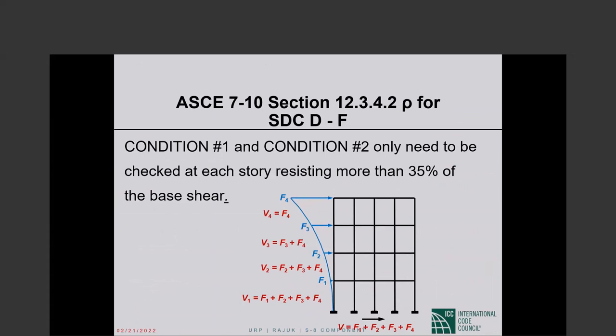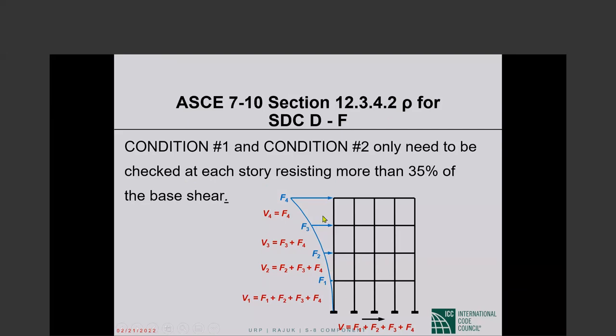This meeting of condition 1 or 2 doesn't have to be checked for the top stories of the building. Condition 1 and condition 2 only need to be checked at each story resisting more than 35% of the base shear. You do that check at each story resisting more than 35% of the base shear.